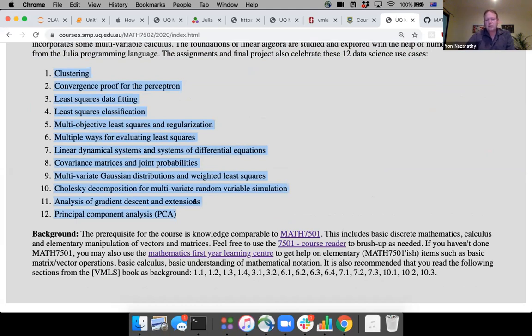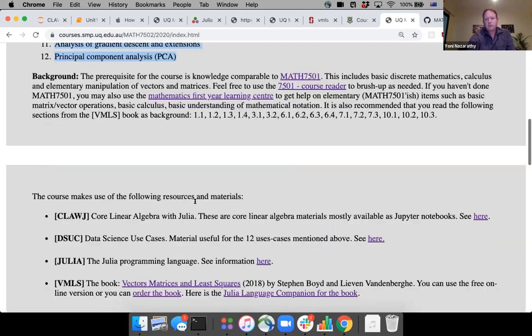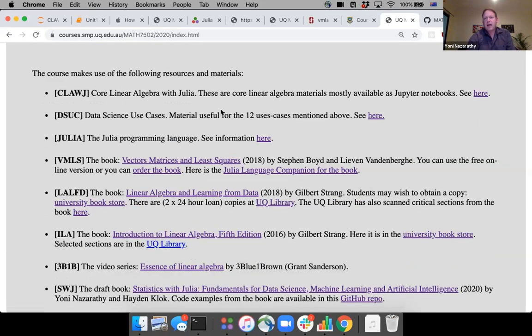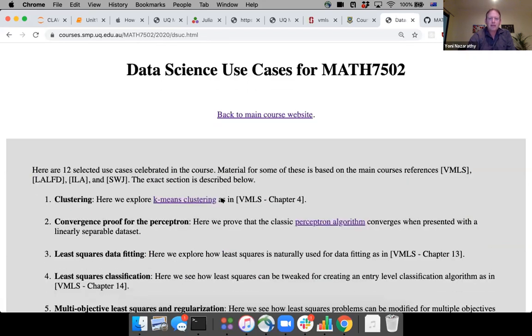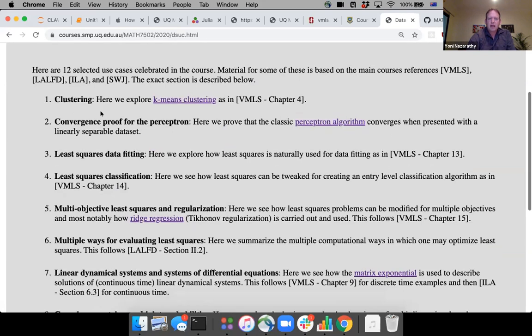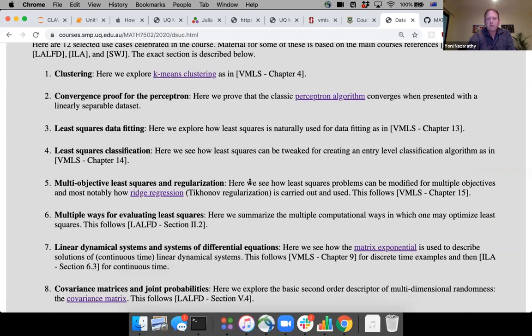In Introduction to Data Science, that some of you have done last semester and some of you are doing this semester, you're using a lot of Jupyter notebooks as well with Python. The acronym of Jupyter is Julia Python R, something like that. Okay, so second thing, data science use cases, these are those 12 guys with a bit more information, and this will grow.